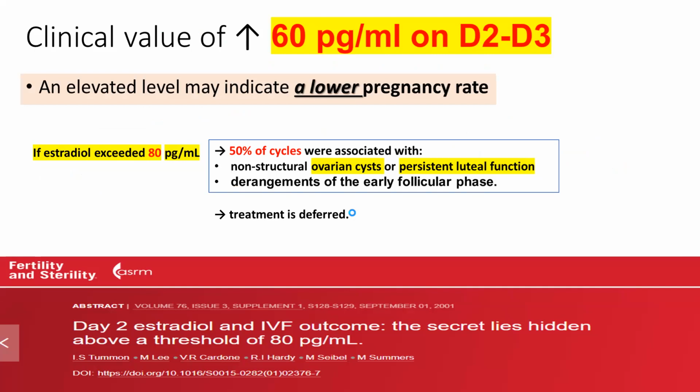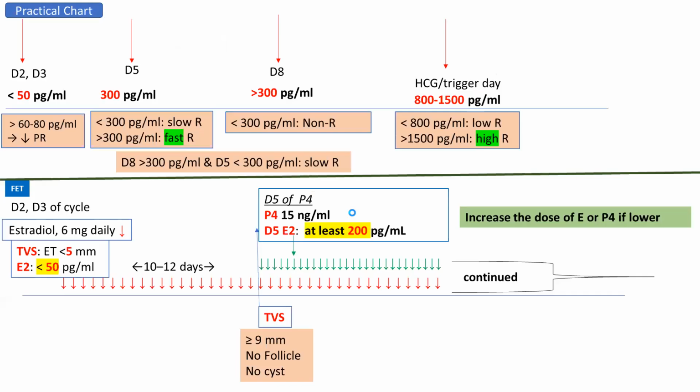And if it is more than 80, you have to counsel the patient for cancellation, because 80% of these cycles would be associated with non-structural ovarian cysts or persistent luteal function cysts with derangements of the early follicular phase. So you can go up to 50. From 20 or 30 to 50 is good. More than 60, you have to suspect a lower pregnancy rate, and more than 80, you have to consider cancellation of the cycle.